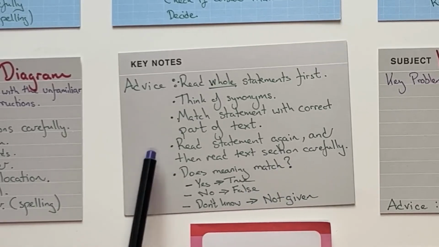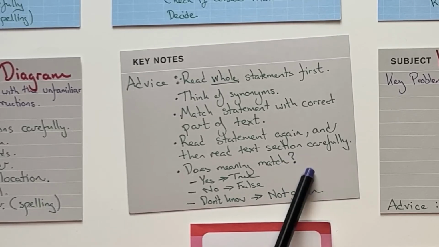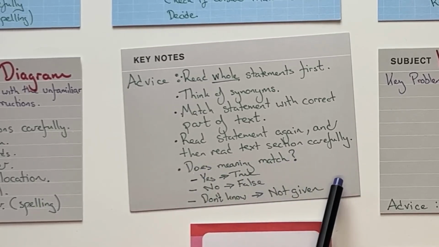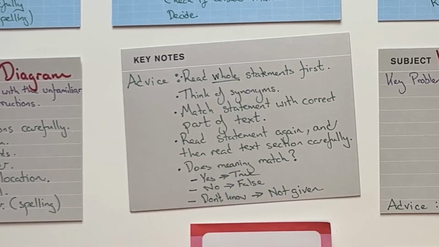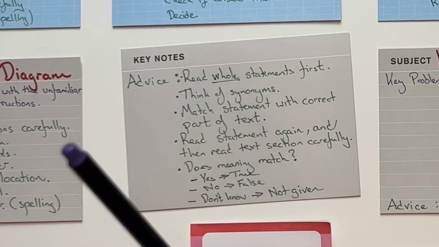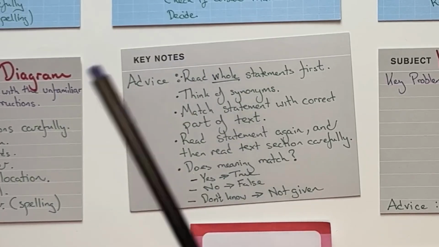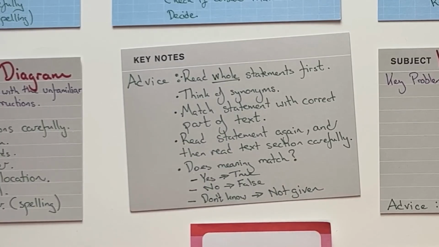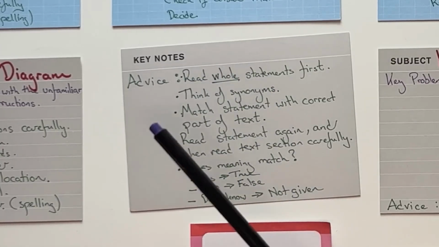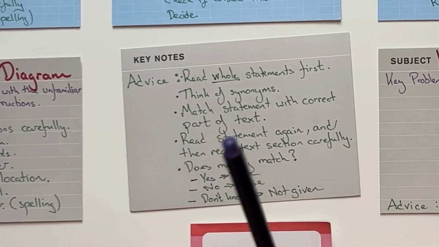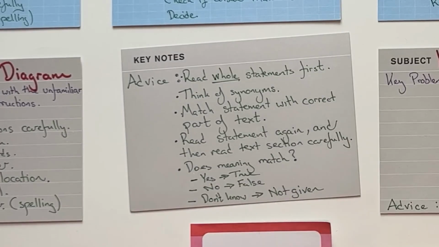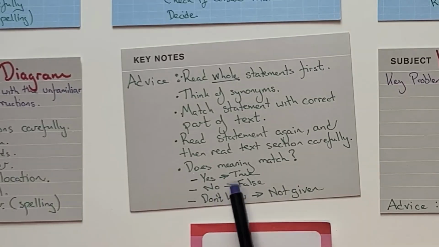Then you look at the statement and look at that part of the text and think, does the meaning match? If the meaning matches, this pen is purple, then it's true. If the text says this pen is yellow and the statement says this pen is purple, it's false. If the statement says this pen is purple and the text says nothing about the color, or it talks about it being a very good pen or a very expensive pen, then we've no idea and it's don't know, so put not given. Keep it very, very simple.